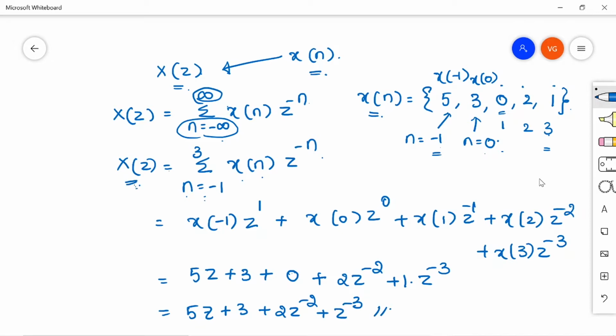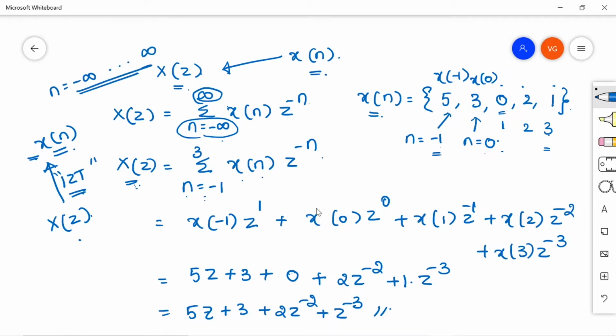Suppose you are given x of z and you want to find x of n, that is called applying the inverse Z transform. To find x of z from the given x of n, you need to apply Z transform, whereas the reverse, from the given Z transformed signal to find the discrete time signal, you need to apply inverse Z transform. Here this signal x of n can have the range from n is minus infinity to infinity. Anywhere the signal may exist.